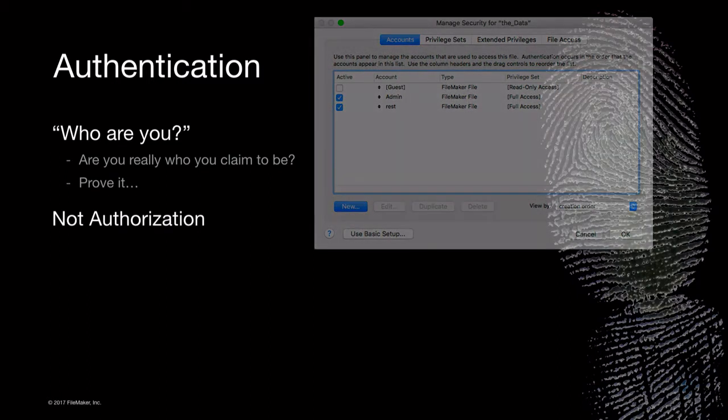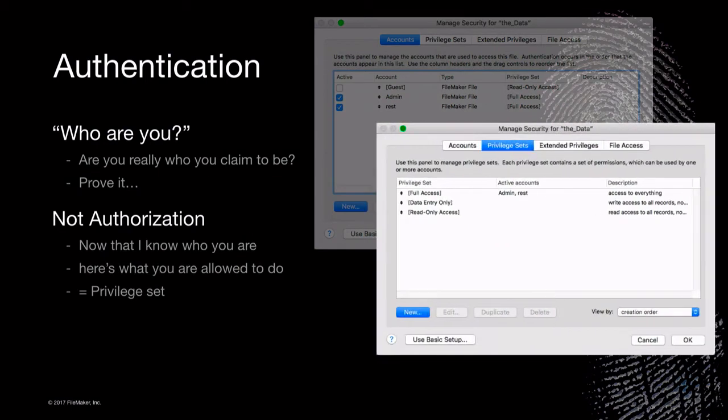What we are not going to talk about is authorization. Once you are in the solution, you have a set of rights, a set of privileges, and that's defined in the privilege set. That's the second tab over in Manage Security. We're not going to talk about, can I go to this layout, can I view the data in that record? We are going to talk strictly about the authentication, the who are you? That's the piece that we are going to cover.